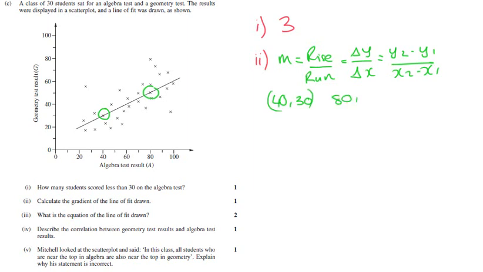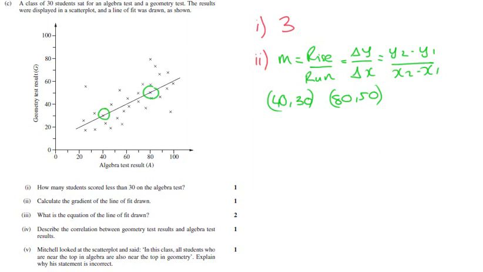The reason why I'm writing them down is not just that it makes it easier to read and to do this question, but often they won't mark you for the actual points. They'll mark you for finding the gradient from those points. So even if you write the wrong points down, you'll probably still get the marks there if you apply the correct equation, or formula, to get the answer.